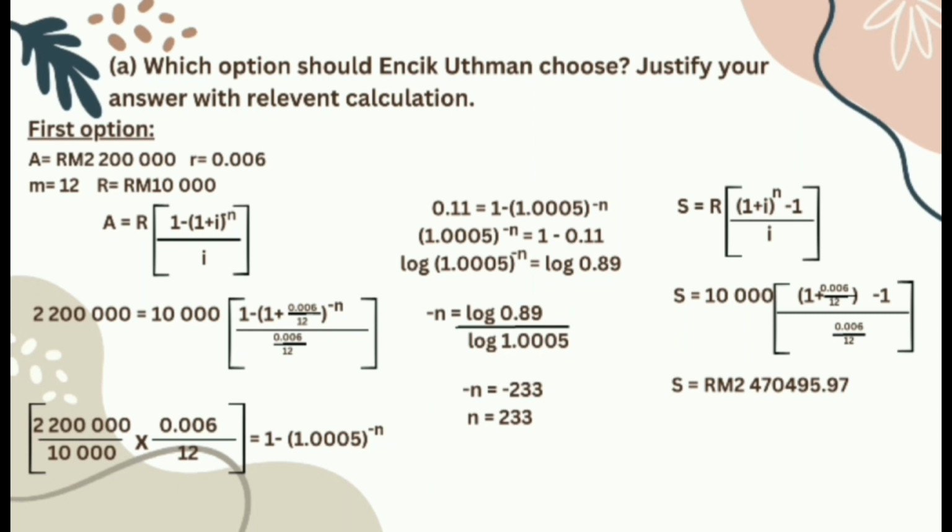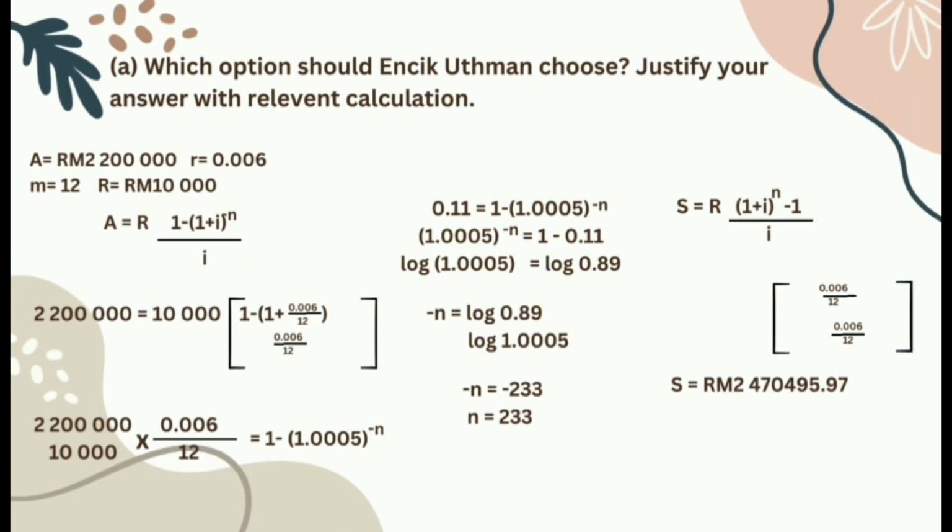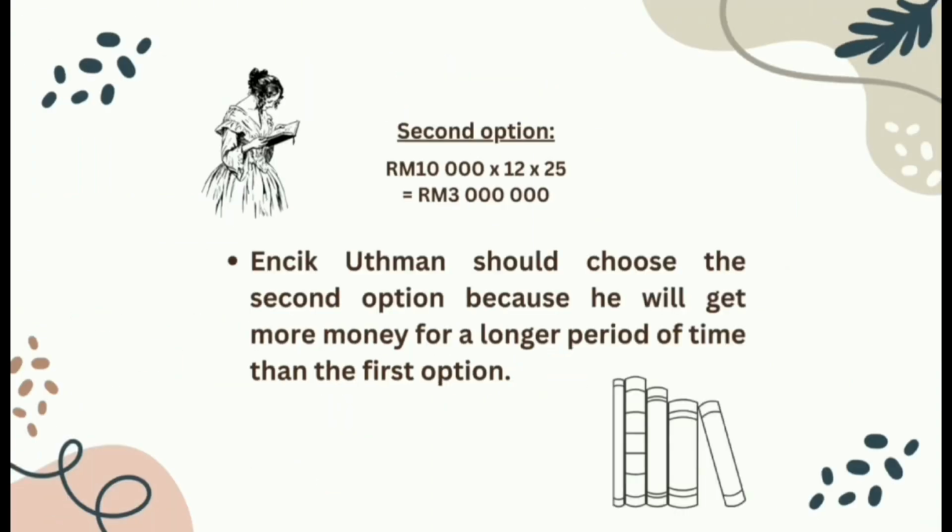After we find the n, we're gonna find the future value. So the formula that we're gonna use is S equals R multiplied by 1 plus i in brackets to the power n minus 1 over i. So R equals 10,000 multiplied by 1 plus 0.006 over 12 in brackets to the power of 233 minus 1 over 0.006 over 12. So we're going to calculate it and we're going to get S equals RM 2,470,95.97 ringgit.